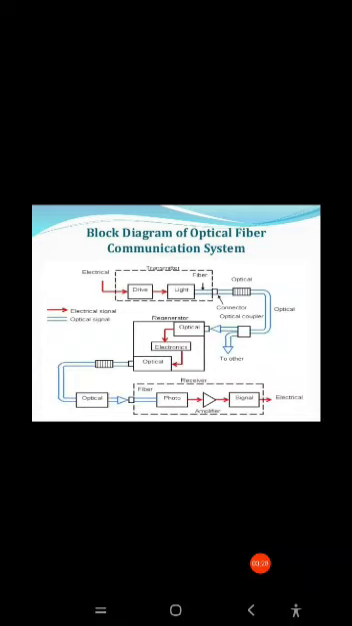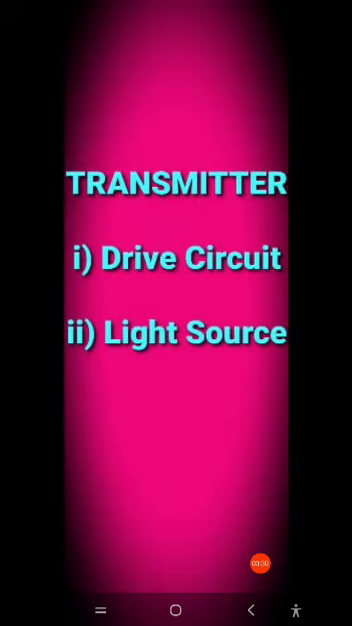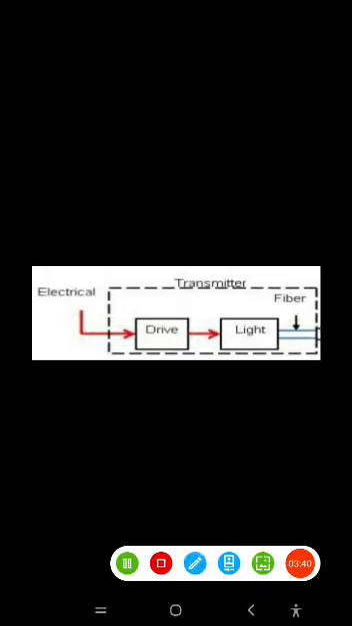First is the transmitter. The transmitter has two blocks. The first one is the drive circuit, and the second one is the light source. We can see it in the block diagram.